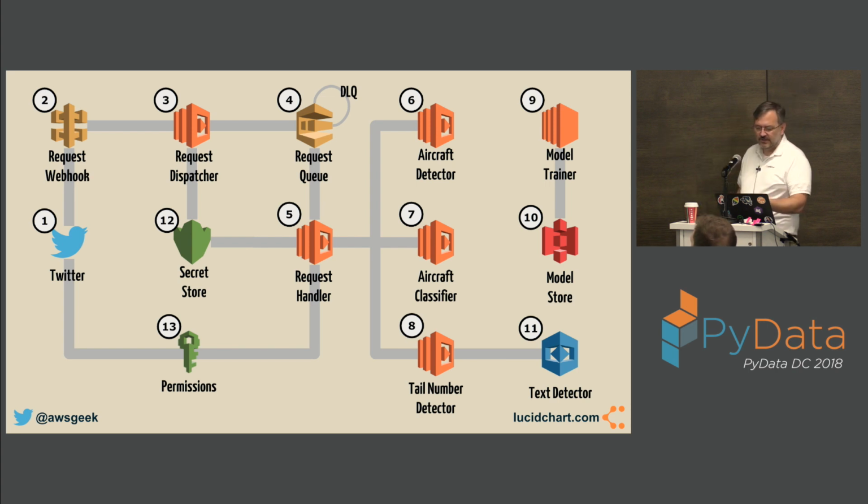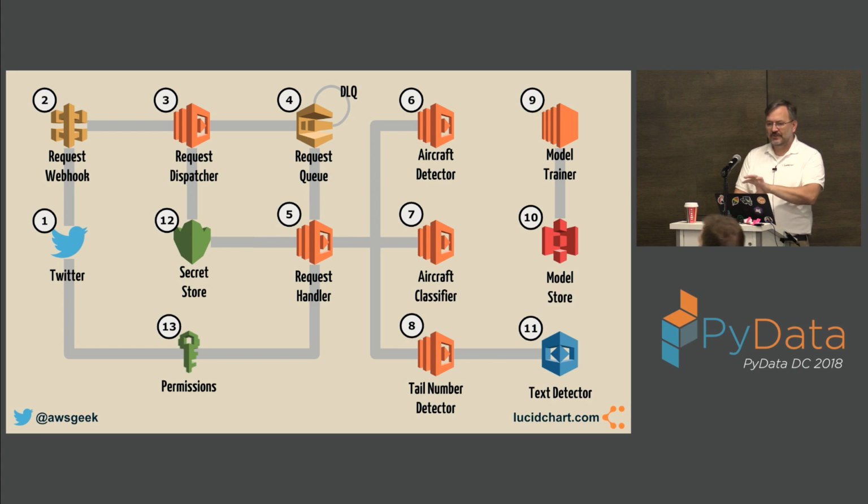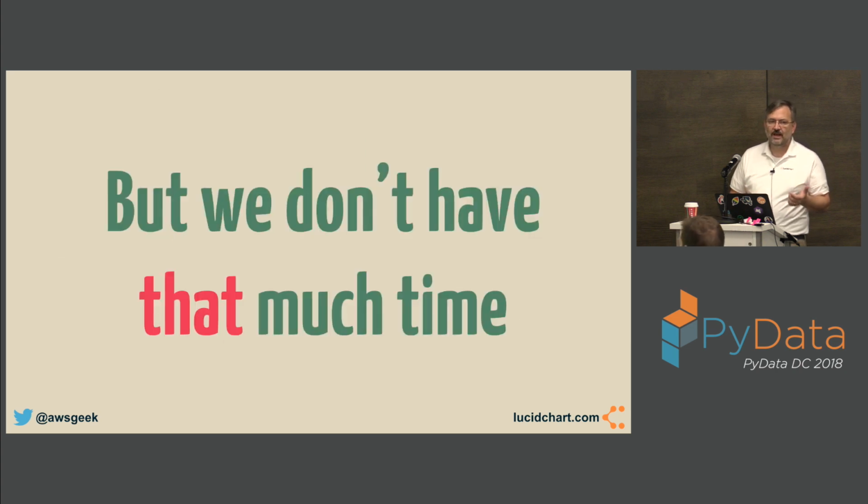And then I also use numbers 8 and 11 to do tail number detection. So detecting text in an image, using regular expressions to determine whether it looked like a tail number, and then looking that tail number up in a database online. So that was all aircraft ML. We're not going to build this today. We don't have that much time.